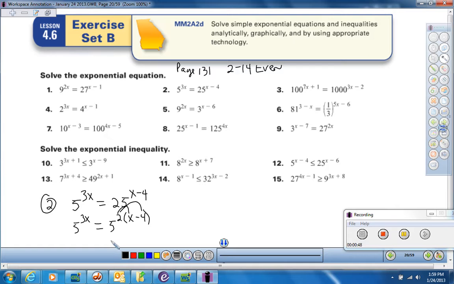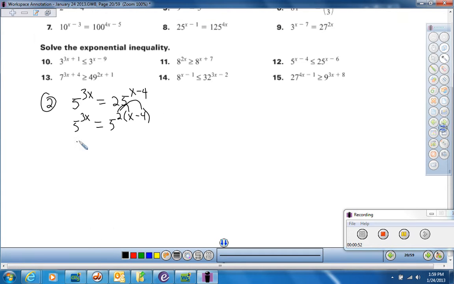Now, once we have the same bases, we can just put the exponents equal to each other. So we put 3x is equal to, again, we're distributing this, it's 2x minus 8. Okay, now we want to get our x's together, so I'm going to subtract 2x from both sides. So we end up with x is equal to negative 8. So that would be our answer to number 2.